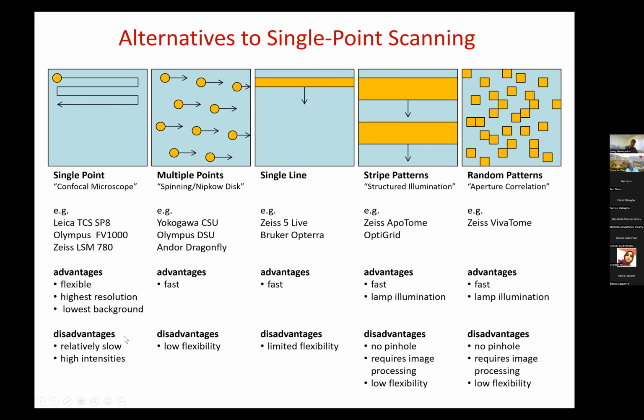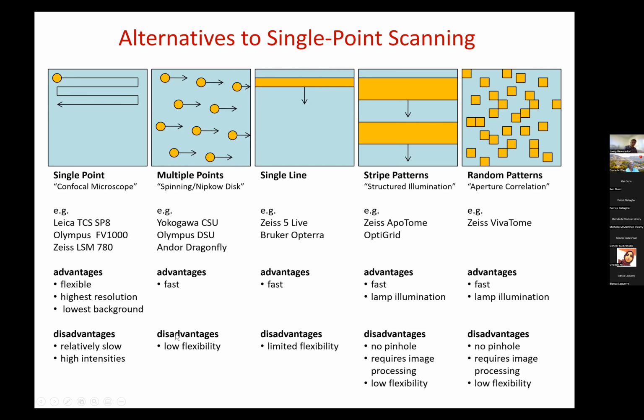However, it's relatively slow since you have only one focus with which you have to scan the whole sample. And it requires fairly high intensities in this focus to produce enough light in a short time so that it doesn't take ages to image your sample. The spinning disk microscope in comparison is much faster because now you have, let's say, 100 or 1,000 foci scanning the sample in parallel. So you can be done in fractions of a second with your image recording.